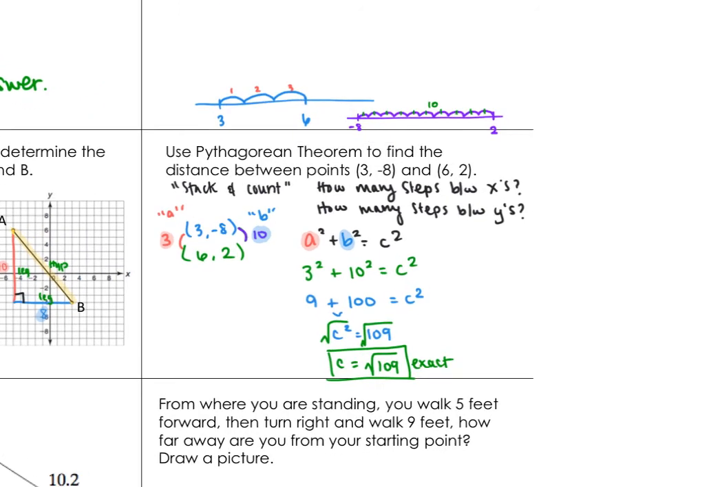To get my approximate, I put that in my calculator. Square root of 109 is 10.440, so it's going to be about 10.44.